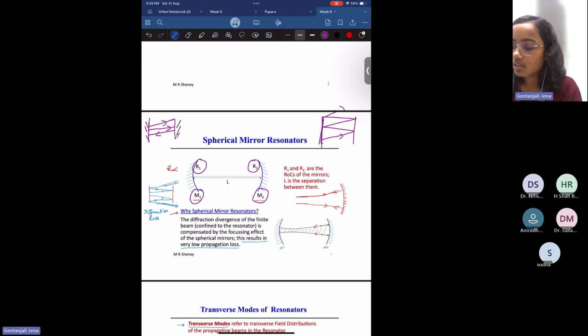In this spherical mirror resonator, whenever there is a diverging beam, let's say the ray is going like this, because of the focusing effect of the next mirror, it will be reflected by this mirror and focused back. That is why we can minimize the diffraction divergence by using a spherical mirror resonator, and we'll see very low propagation loss.